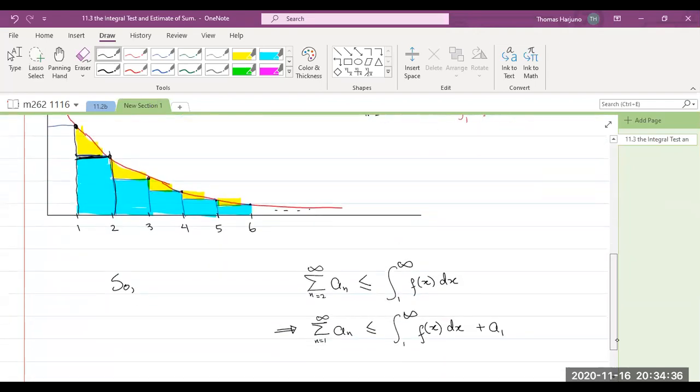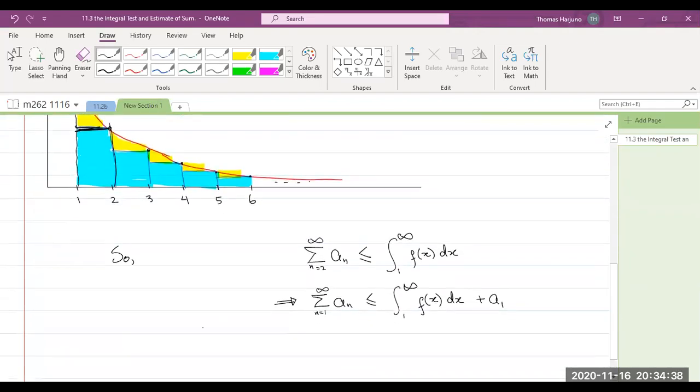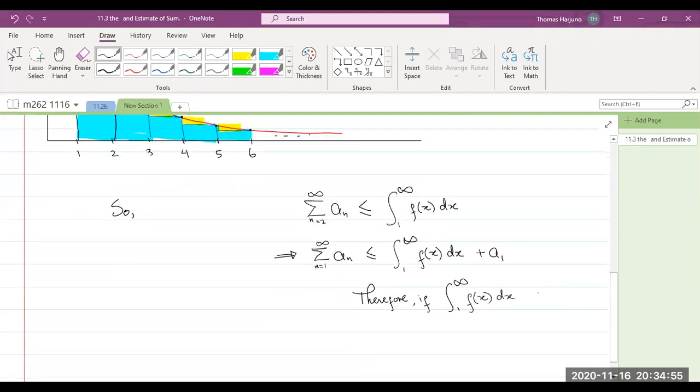Okay, so here's the conclusion then. So we have that. Therefore, if the integral is convergent, then the series is convergent. It's bounded above, right?